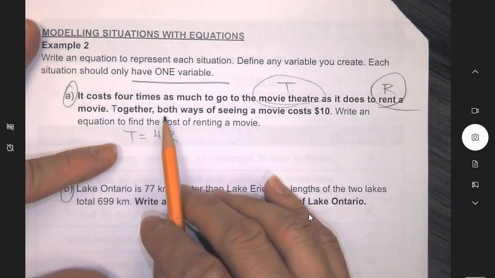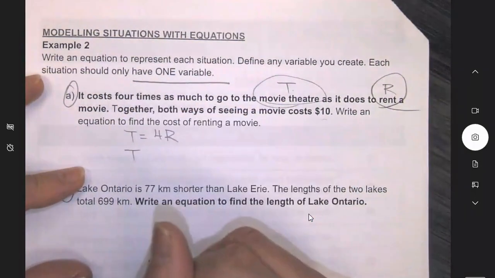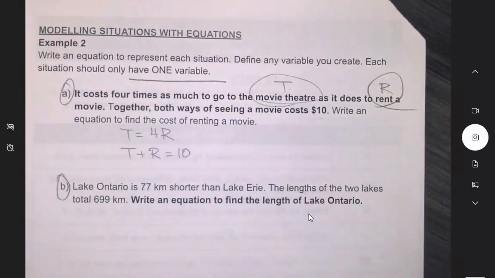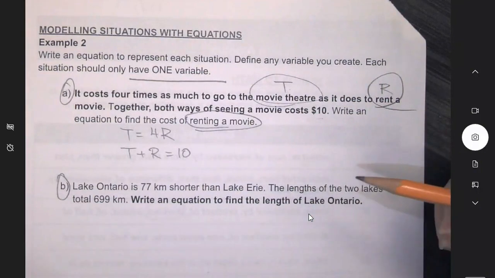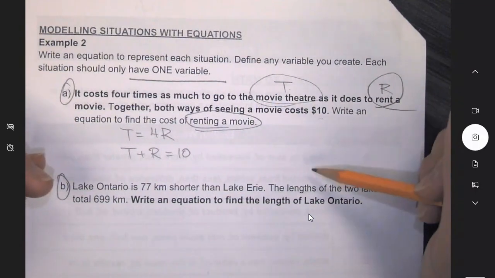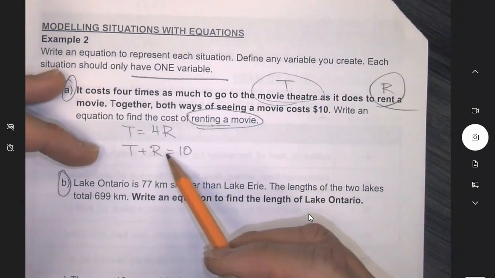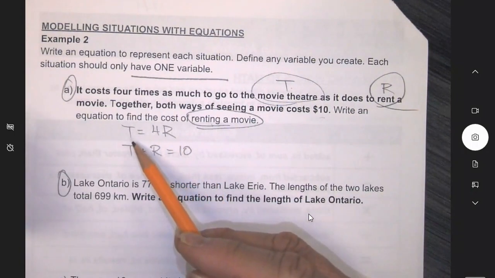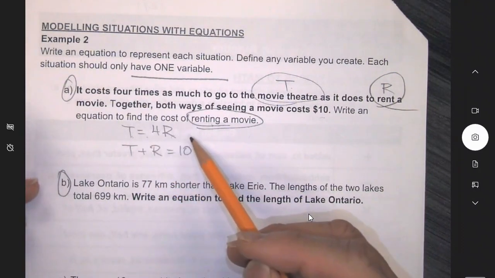Now, together, both ways of seeing a movie cost $10. So in this case, how much it costs to go to the movie theater plus how much it is to rent a movie, if you add them up together, it's $10. So write an equation to find the cost of renting a movie. So basically, what you need to have at the end is an equation that has an R, because you're looking for how much it is to rent a movie. Now, in this case, your first sentence gave you almost like an equation: T equals 4R. How much it costs to go to a movie is basically 4 times as much as renting it.